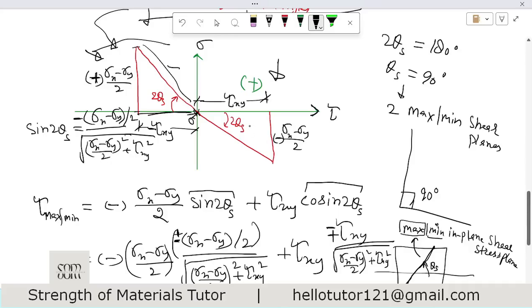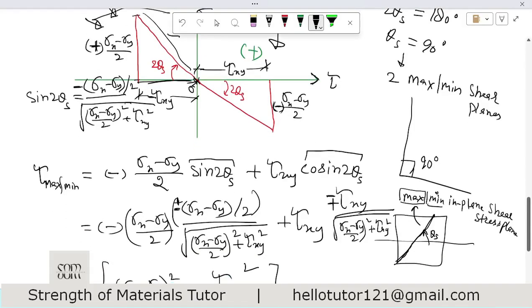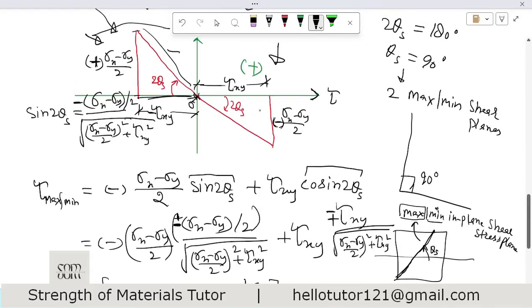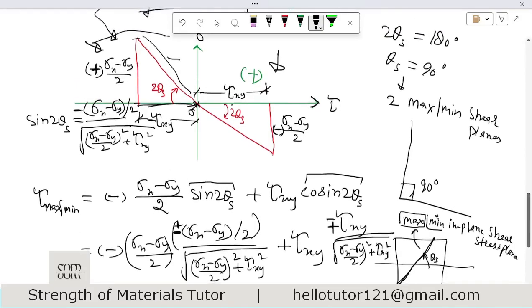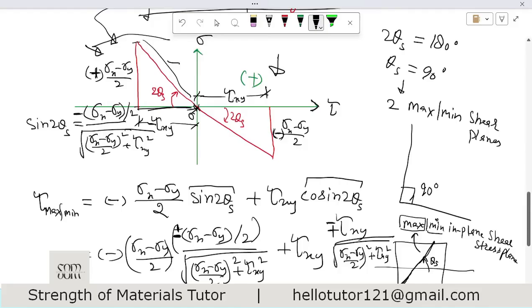Now from here the sine is perpendicular divided by hypotenuse. The perpendicular is negative, okay. So this thing is negative now, right, negative. Now the cosine is what? Base, which is positive, right. This base is tau xy, which is positive, divided by hypotenuse, okay.